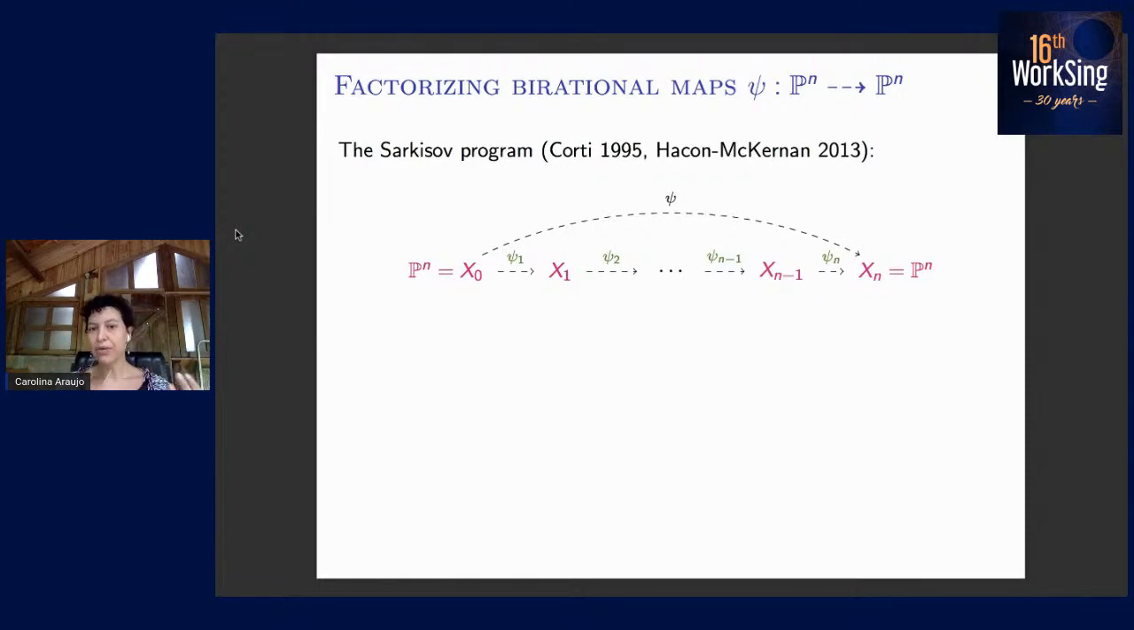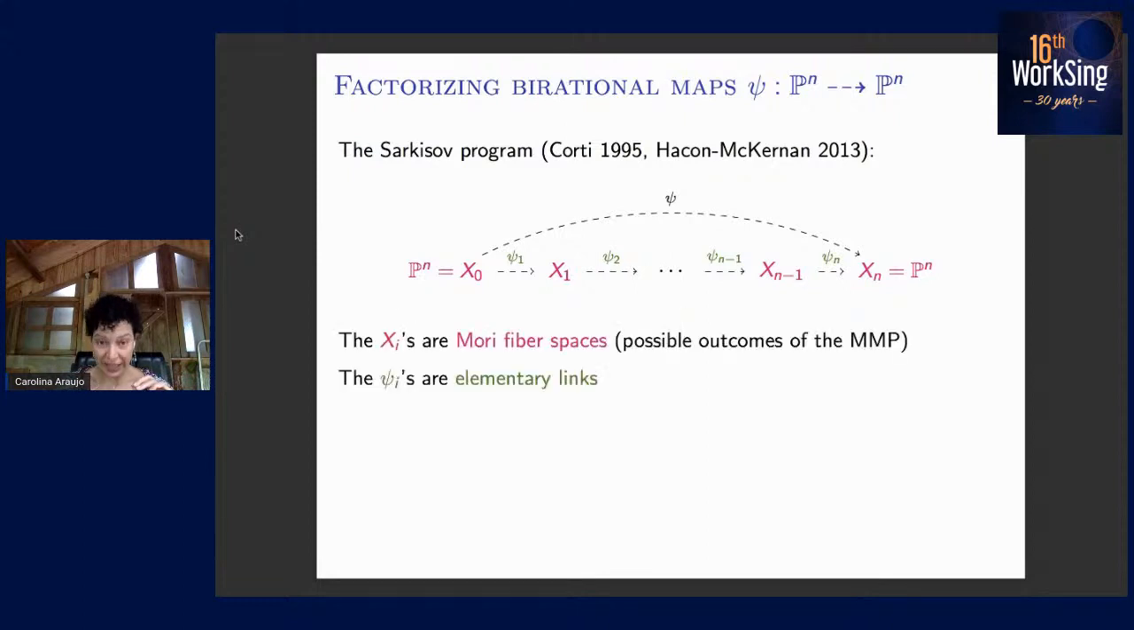The statement is more general. It applies more generally to what we call Mori fiber spaces, but let's just restrict to the situation of Pn. So any birational self-map of Pn, psi, can be decomposed into what we call elementary links. These Xi's that appear in between are rational varieties, but they are more than that. They are special rational varieties. They are Mori fiber spaces. And the Mori fiber spaces are precisely the possible outcomes of the MMP when you apply it to a rational variety.